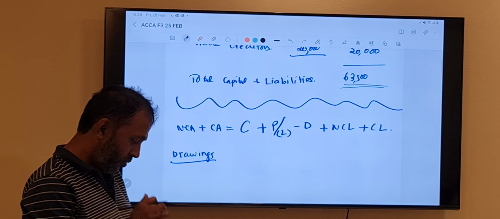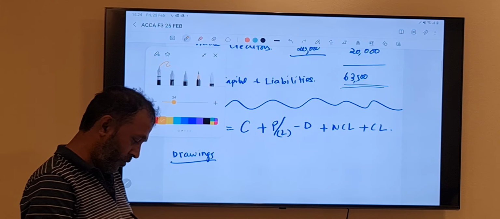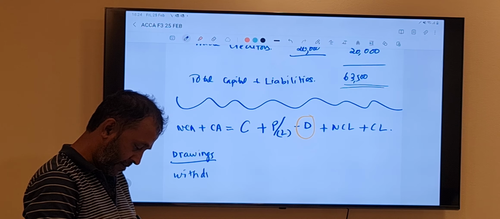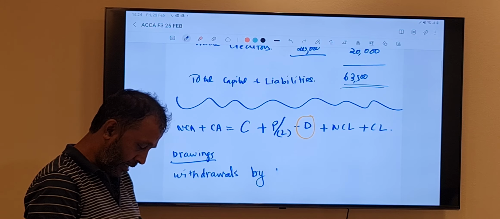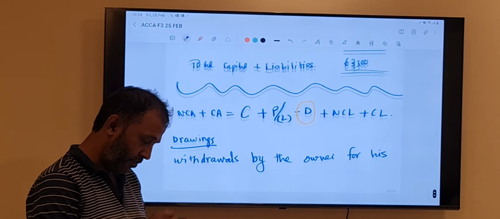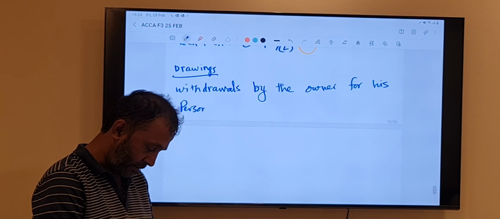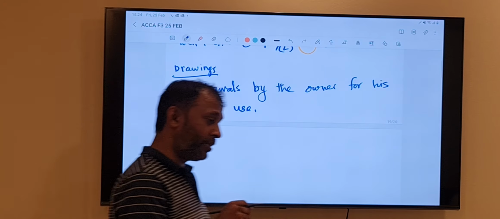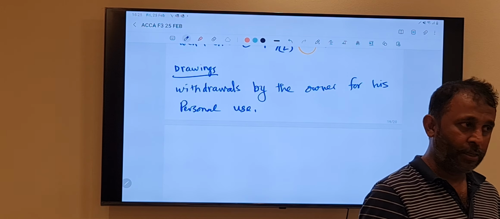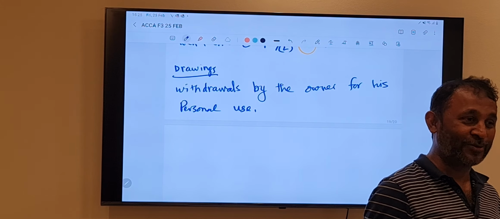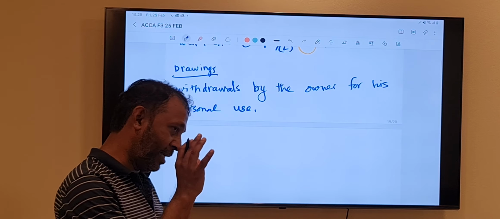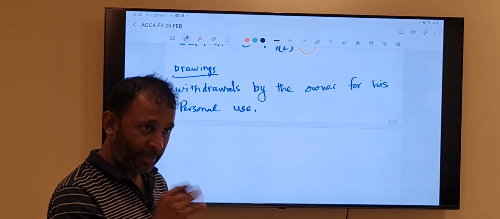Understood. So now we will define drawings. Withdrawals by the owner for his personal use. Now, drawings should not only be cash. It can be even other items also. It can be inventory, vegetable. This man has to take vegetable home, because his wife needs to cook for him. So, he can take cash or he can also take goods. So, the drawings can be any one of these two.